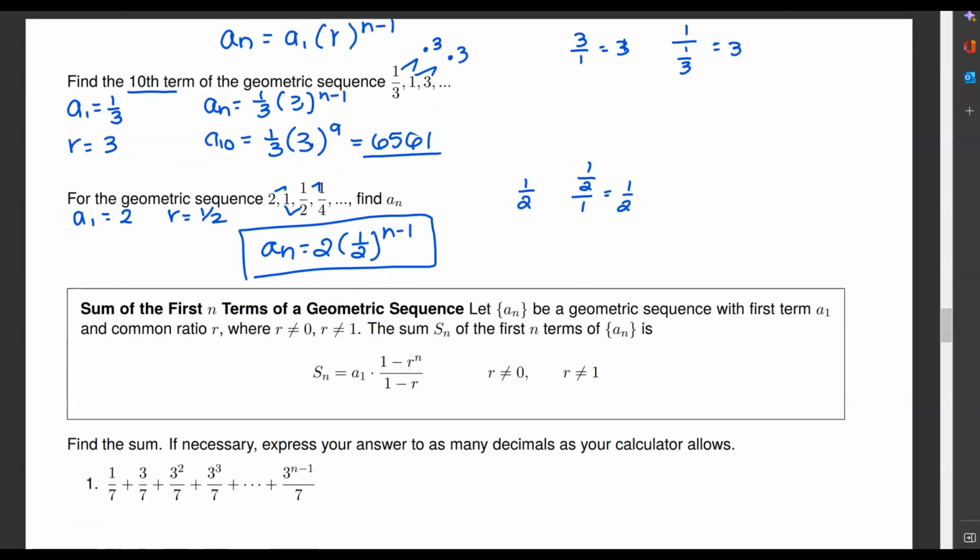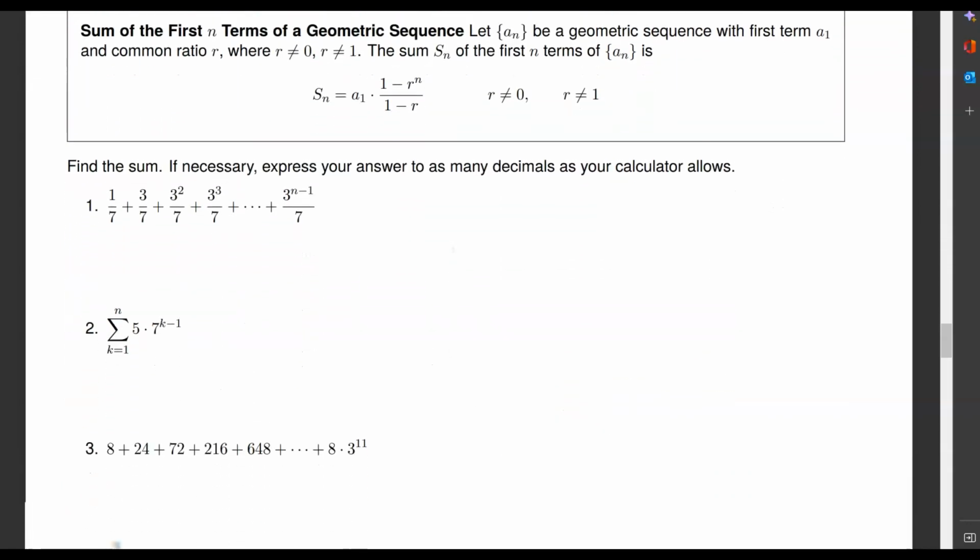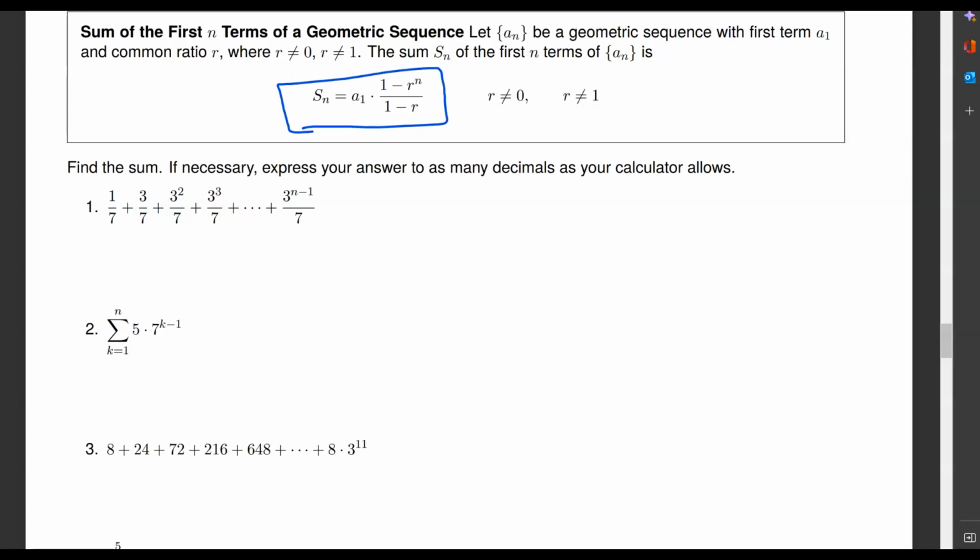All right, let's look at the sum of the first n terms. So looking at a geometric sequence, the sum of the first n terms is given to us by this formula. Notice that r cannot be 0. It also cannot be 1. Okay, so that's important to note. So let's see if we could figure this out.